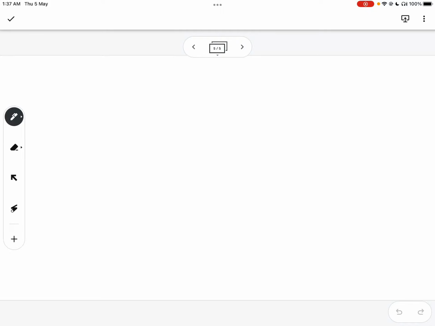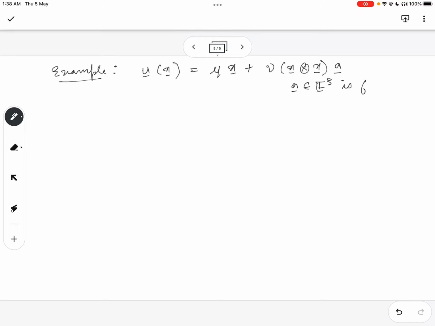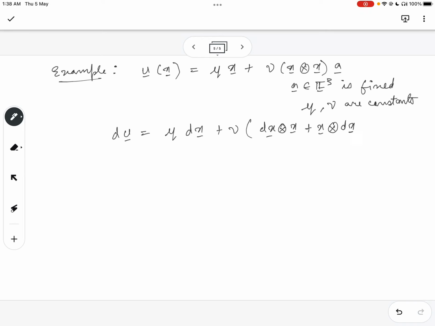Let's look at another example, a small example of a given vector. Suppose the given vector is u of x equals mu x plus nu x dyadic x a, where a belongs to E3 is a fixed vector, and mu and nu are constants. So what would be the gradient of u? We can write du as mu dx plus nu, using the product rule of differentiation, dx dyadic x plus x dyadic dx a.